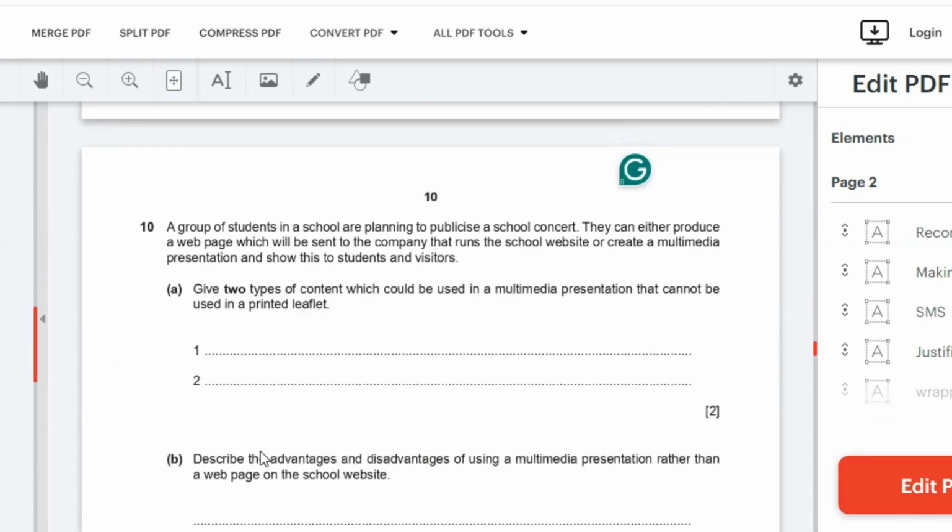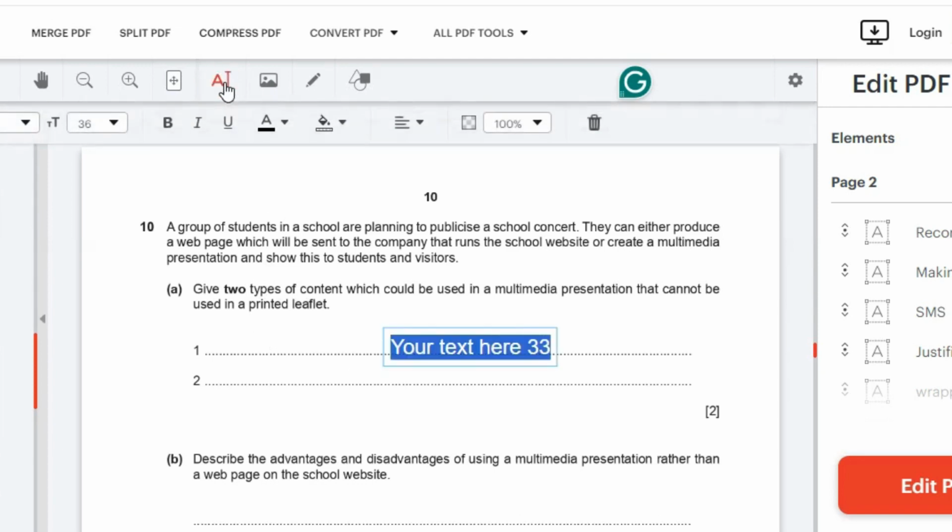Question number 10 says, a group of students in a school are planning to publicize a school concert. They can either produce a web page, which will be sent to the company that runs the school website, or create a multimedia presentation and show this to students and visitors. A, give 2 types of content which could be used in a multimedia presentation that cannot be used in a printed leaflet.